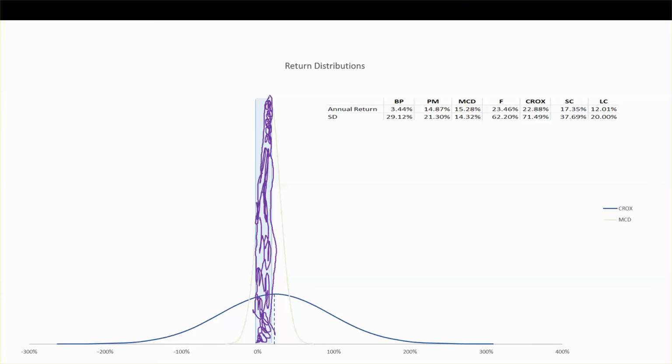So you can see that the portion of the purple area is going to be much higher than the portion of the red area that I deleted a moment ago. And that's because Crocs's returns are spread out all over the place, whereas McDonald's returns are tightly clustered around that mean. I mean, there's deviation about the mean, but it's a much smaller deviation about the mean than Crocs exhibited.